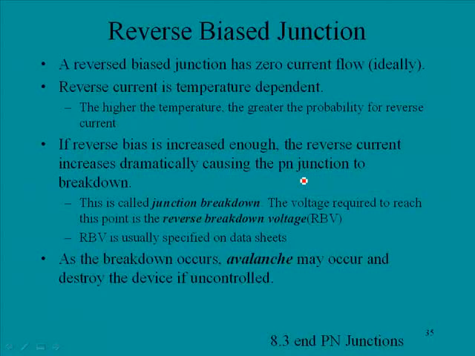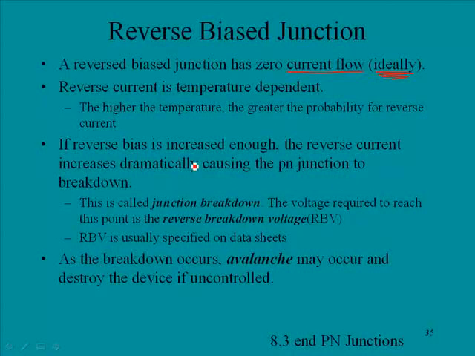Okay, more discussion about reverse bias. A reverse bias junction has zero current flow, and that is ideally. Reverse current is temperature dependent. The higher the temperature, the greater the probability for reverse current. If reverse bias is increased enough, the reverse current increases dramatically, causing the PN junction to break down. This is referred to as junction breakdown.